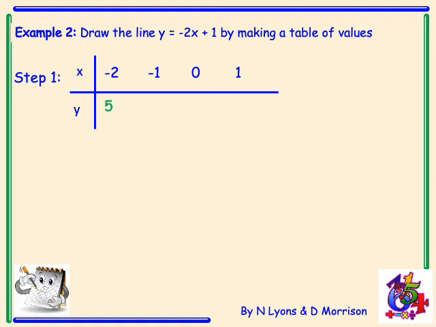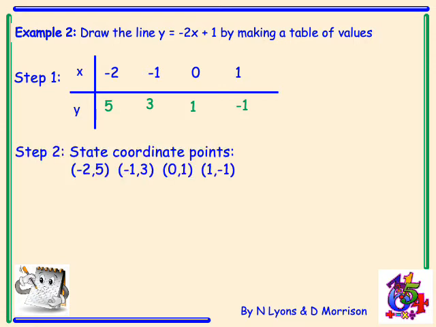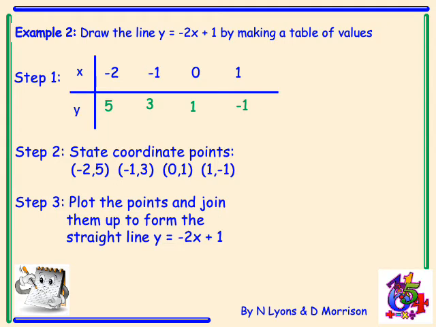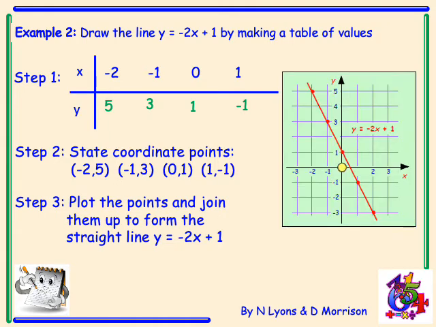If I put negative 1 in place of x, negative 2 times negative 1 is positive 2 plus 1 is 3. 0 in place of x will just leave me with the number 1 there at the end. And 1 in place of x, negative 2 times 1 is negative 2, add 1 is negative 1. Stating these coordinate points, (-2, 5), (-1, 3), (0, 1) and (1, -1). And last step 3, plotting them and drawing our line.